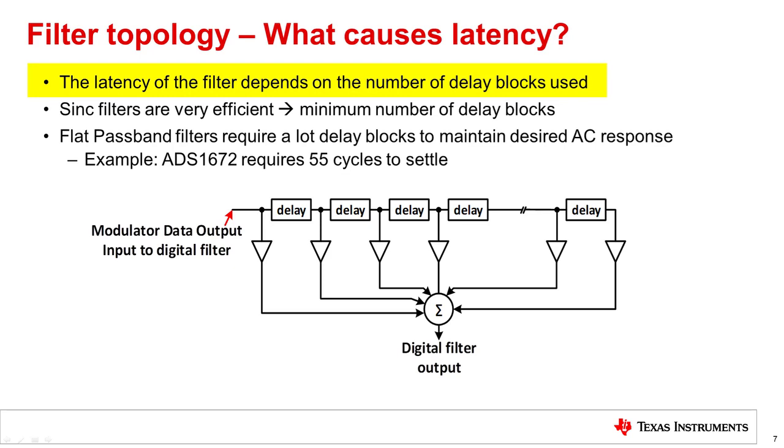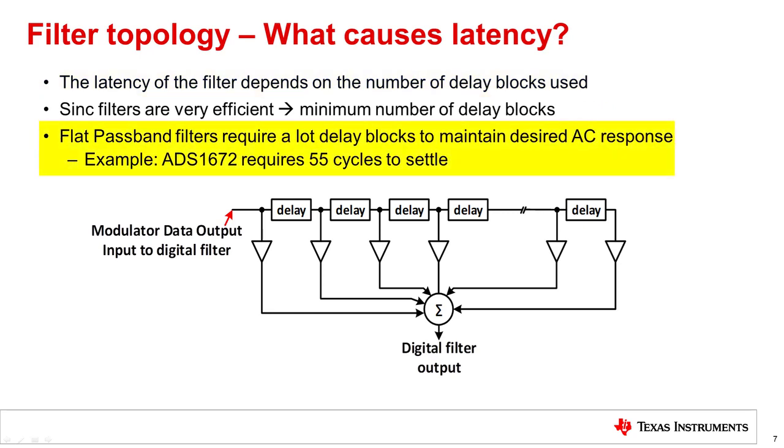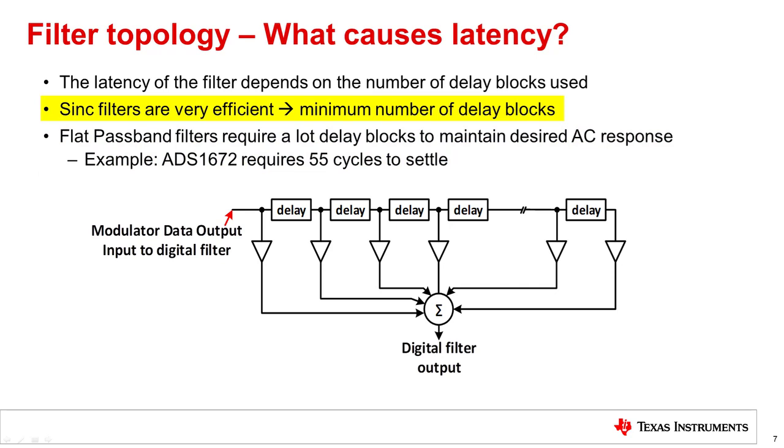So a conversion applied to the input does not propagate to the output until it has gone through all the delay elements. Thus, if a flat passband filter has 55 delay elements, the latency of the filter will be 55 conversion cycles. In the case of a sync filter, on the other hand, the number of delay elements is equal to the order of the sync filter. That is, a third-order sync filter will have 3 conversion cycles of latency. Now that we have a basic understanding of latency, let's compare and contrast a timing example using a SAR ADC, a delta sigma ADC with low latency, and a delta sigma ADC with high latency.